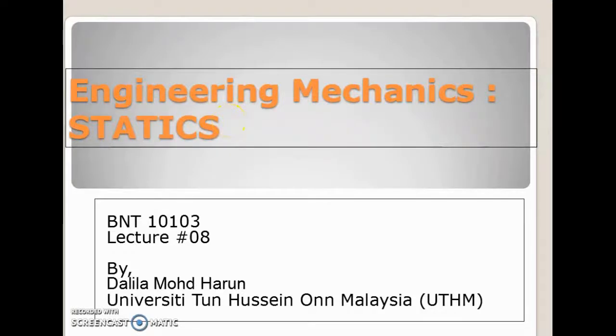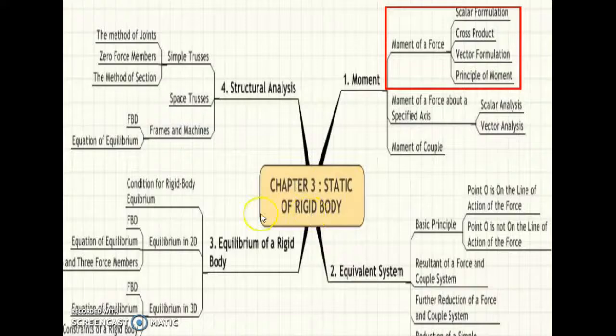Engineering Mechanics Statics, Lecture 8. This is Chapter 3, Statics of Rigid Body. So we have 4 components in this chapter. The first one is moment, and then equivalent system, equilibrium of rigid body, and structural analysis. For the first one, we are going to learn about moment.